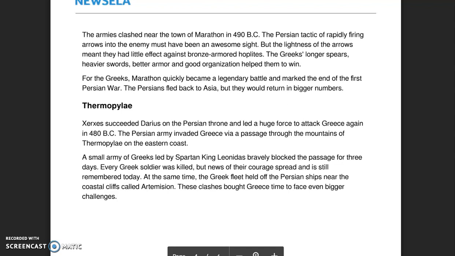Xerxes succeeded Darius on the Persian throne and led a huge force to attack Greece again in 480 BC. The Persian army invaded Greece via a passage through the mountains of Thermopylae on the eastern coast. A small army of Greeks led by Spartan king Leonidas bravely blocked the passage for 3 days. Every Greek soldier was killed, but news of their courage spread and is still remembered today. At the same time, the Greek fleet held off the Persian ships near the coastal cliffs called Artemisian. These clashes bought Greece time to face even bigger challenges.